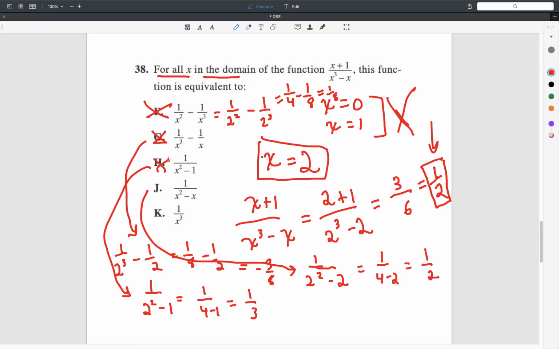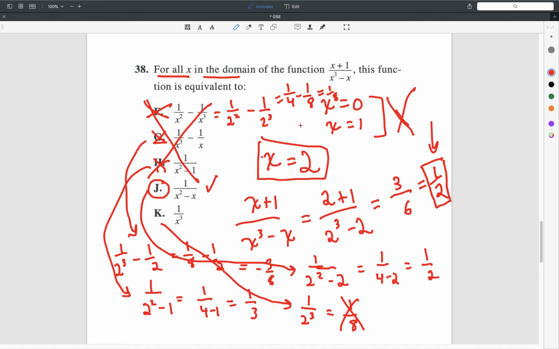So that works. Now, when you're using this technique, you want to check all the answers, because even if one works, it's possible that another answer will also work, in which case you can still eliminate everything you eliminated earlier, but you just have to choose another number to further eliminate between those two. So let's quickly check out k here. If you plug in 2 there, you get 1 over 2 cubed, which is 1 over 8, which also does not work because we want 1 over 2. So j is the correct answer.